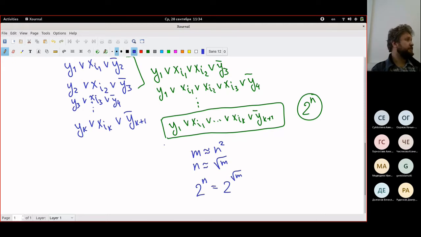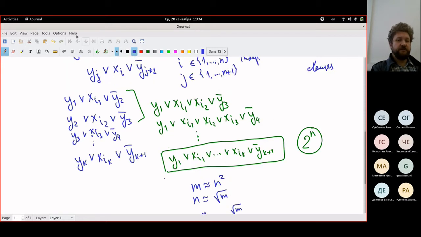This is an example. It's not unique. There are many ways of constructing similar ones. Actually, you can make all these y's actually the same y, which will make the number of clauses less because you don't need to enumerate all of them.